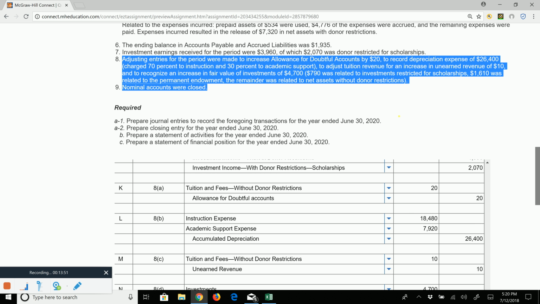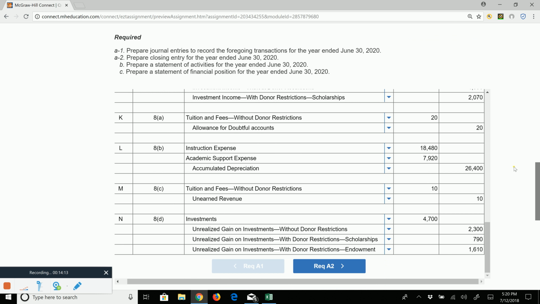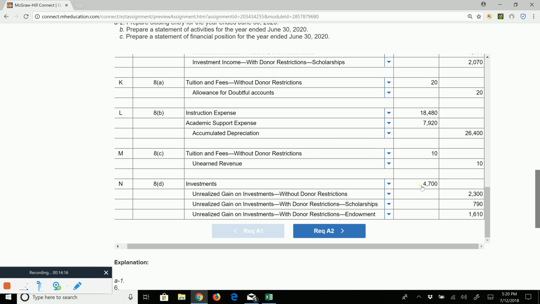All right, and last but not least, our investment portfolio balance went up by $4,700, and we can see the breakup. $790 was related to investments restricted for scholarships, $1,610 related to a permanent endowment, so that's a permanent restriction, and the remainder for net assets without donor restrictions. So we can see that here, debit the investments, and we'll credit all of our unrealized gains. Some of them without donor restrictions and some with donor restrictions.